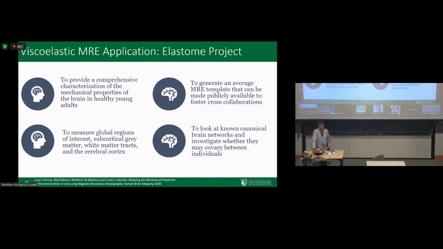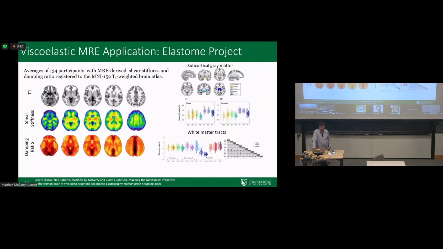So we took 134 subjects, applied an MRE scan to them, and then registered them to the same atlas, so we can build these average property maps of the brain. And this is publicly available, so anyone who needs these for any sort of science or modeling can use them. And then we can extract estimates of properties of individual brain structures and their population variations. So here are some estimates of subcortical grey matter structures and white matter.